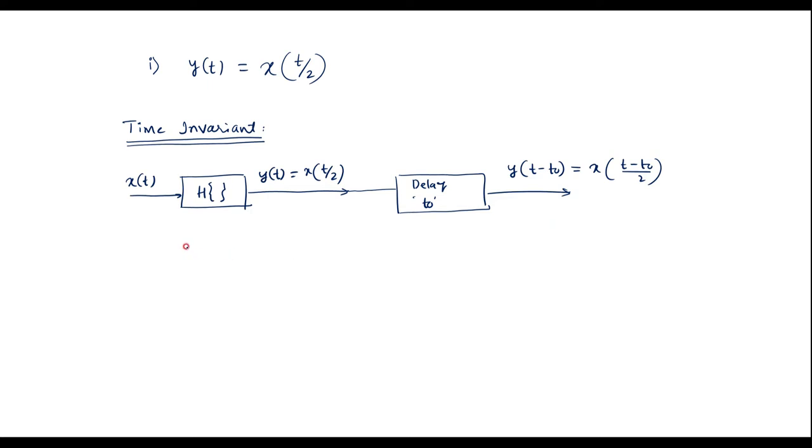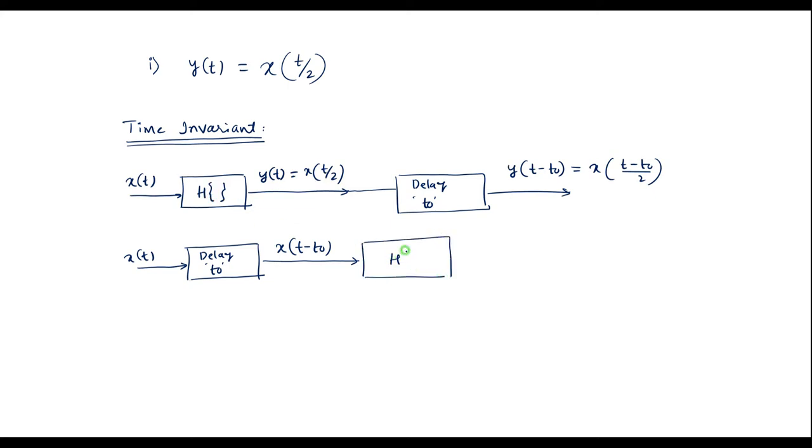Now I will apply the delay in the input signal. First I will apply delay in the input signal, delay by t0 unit. Say this is x of t. The output will be x of t minus t0 because it's a delay system. Now I will pass it through the same system having operator h. The characteristic of this system is that it provides the time scaling. So here I will call the output of this, say, y of t will be equal to x of.